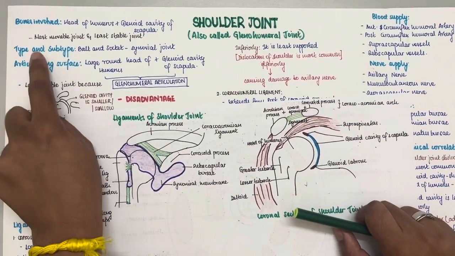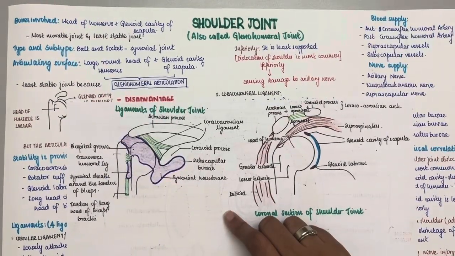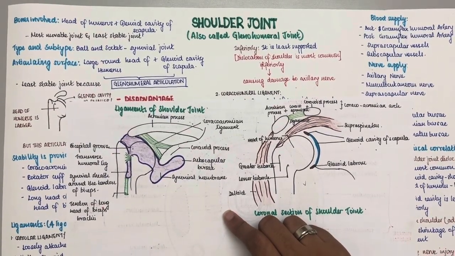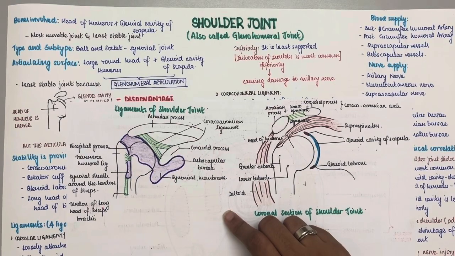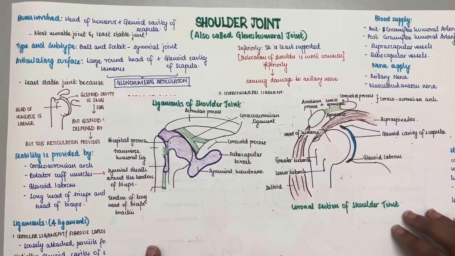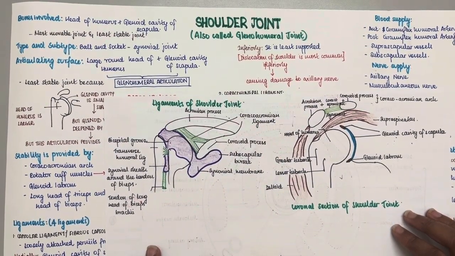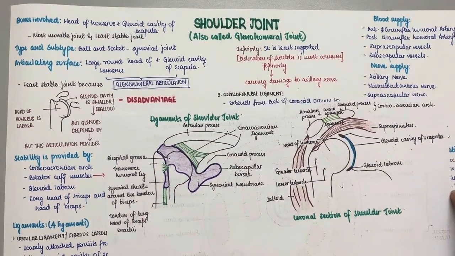Next, let's see about the type and subtype of the shoulder joint. It is a synovial joint of the ball and socket variety. Articulating surface. The large round head of the humerus articulates with the glenoid cavity of the scapula. This is why it is called glenohumeral articulation.